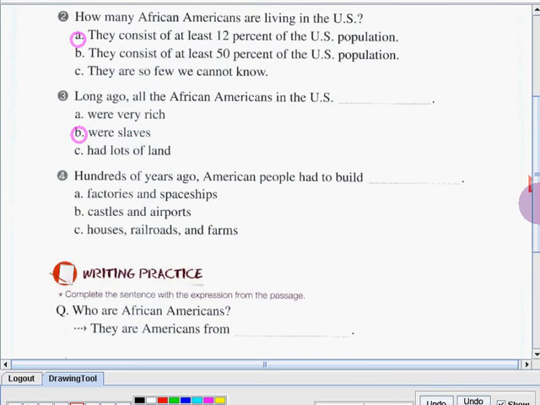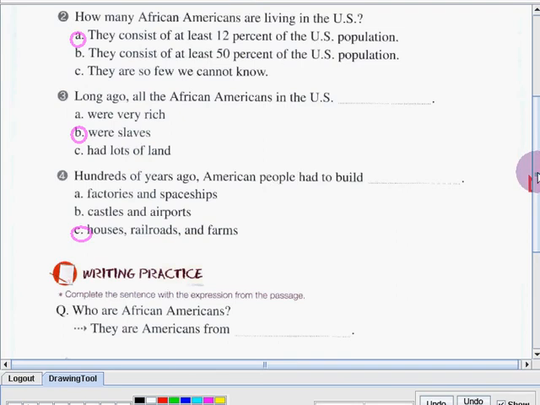Number 4. Hundreds of years ago, American people had to build blank. What do you think is the best answer? The answer is C. Hundreds of years ago, American people had to build houses, railroads, and farms.